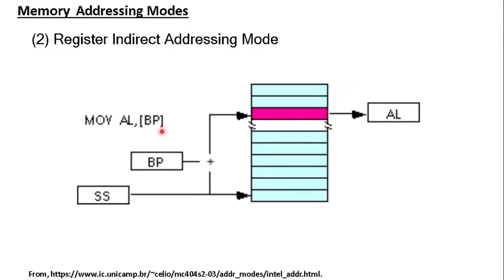Then suppose that I am using BP. Remember, when I am using BP, I am referring to the stack segment by default. So what will I do? I will take the starting address of the stack segment, then take the offset from BP, add them together, and I will get the actual physical address of the operand. Then I have to move it to AL. That's what this instruction means.